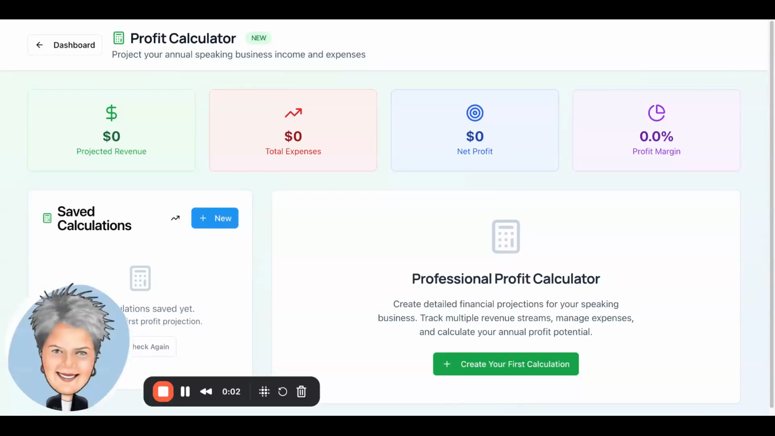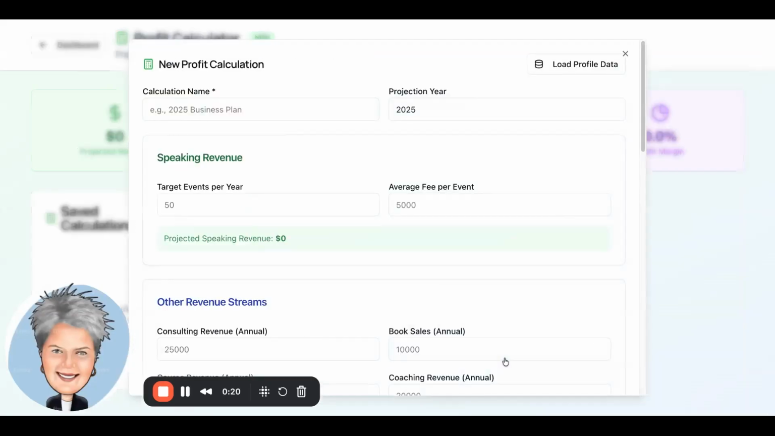We're back here with B&B with AI, taking a look at the profit calculator. It's not so much about how much money you make, it's how much money you keep. So in order to do that effectively, and I recommend doing that year after year, is to create your first calculation using the profit loss calculator.